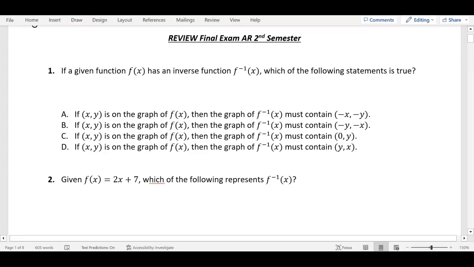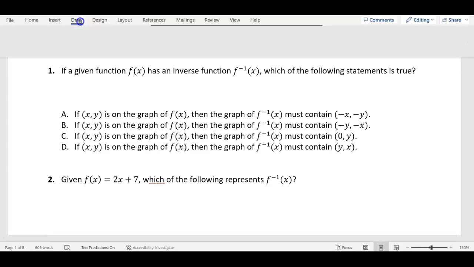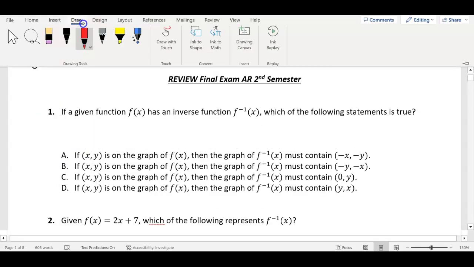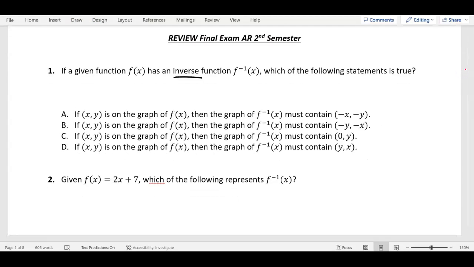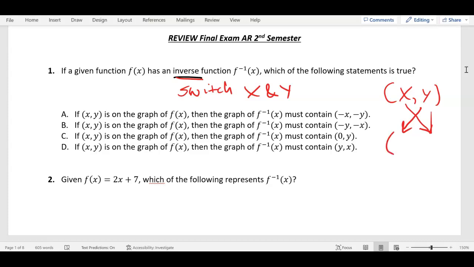Okay, so remember, inverse is when you switch x and y. So if you're starting off with x comma y, which all of these say, if x, y, then when you switch them, you're going to have y comma x.